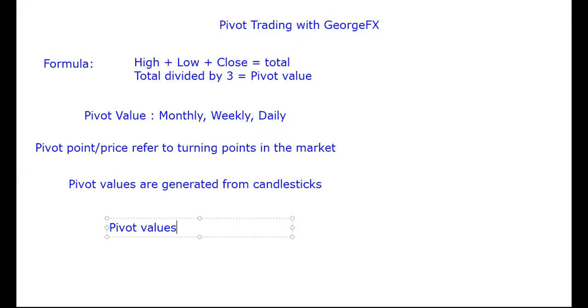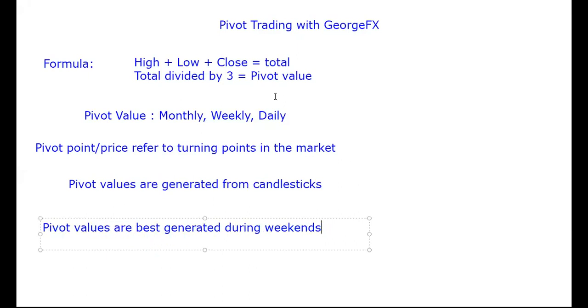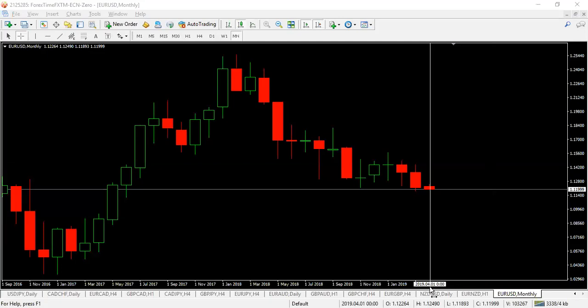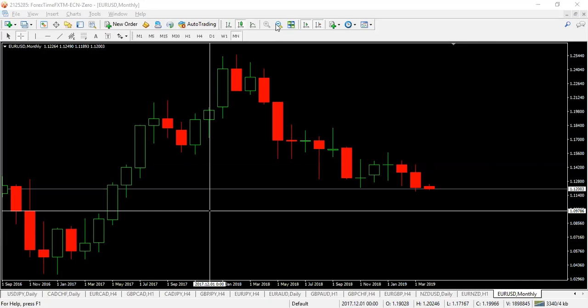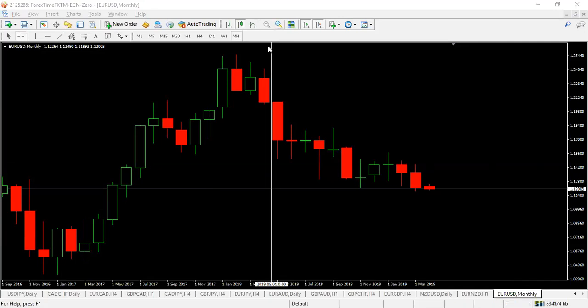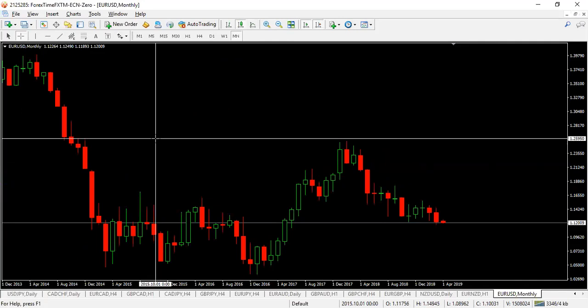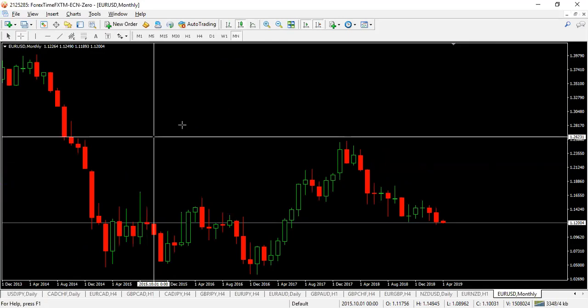The pivot values are best generated during weekends. So these are the basic information you're going to work with. Back to the chart. Pivot trading is applicable to all charts. It's an institutional style of trading, so major institutions do use it to trade. It's a very unique approach which, if you stick to the rules, is worthwhile.